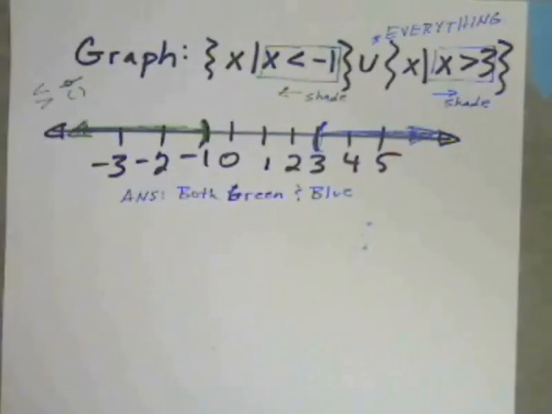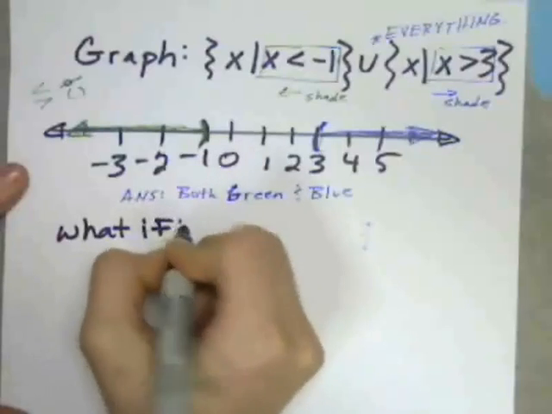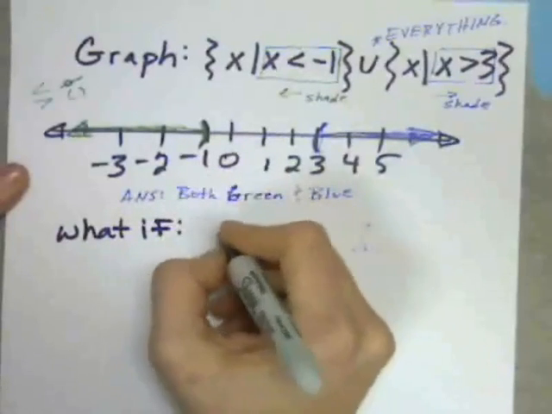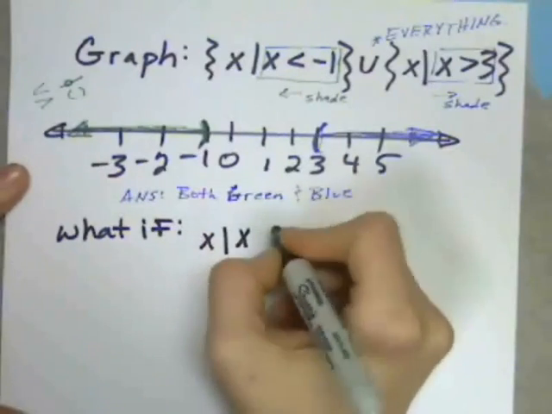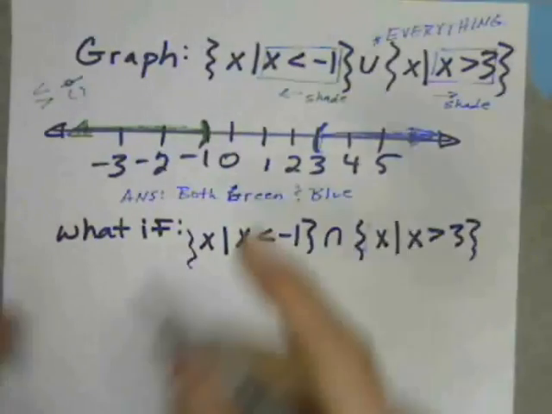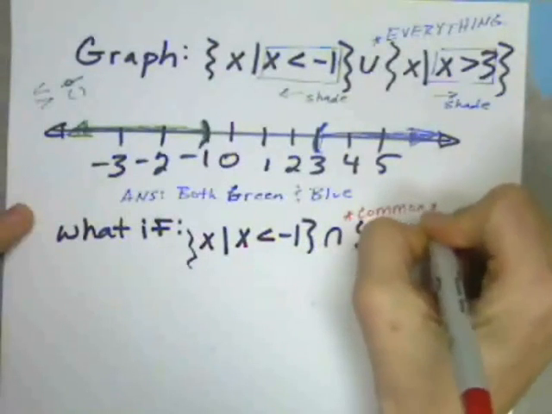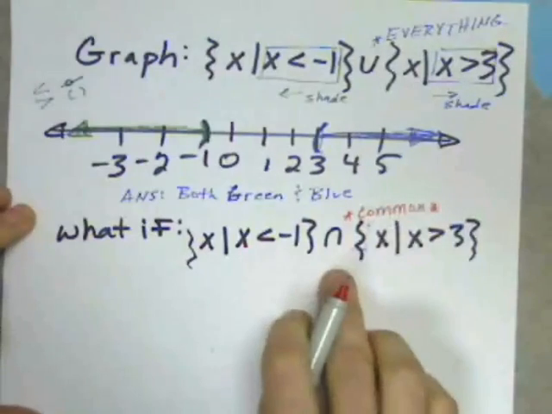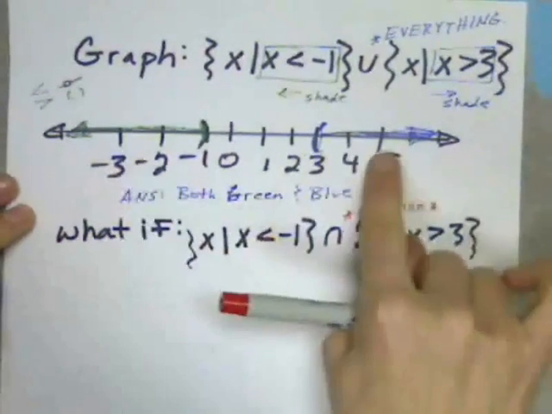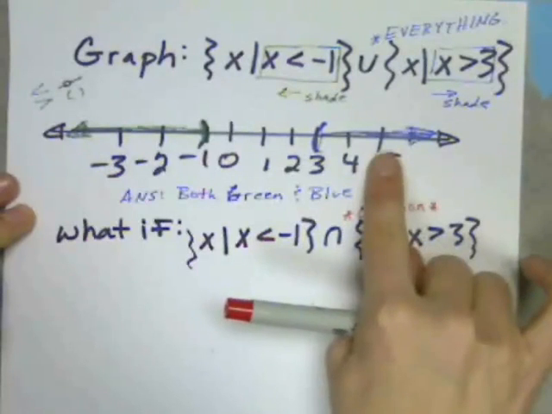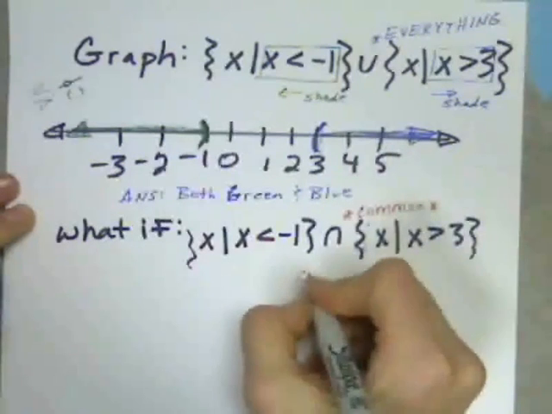What if I had changed it? What if it had been the intersection? That would have meant only the stuff in common, right? How would that have changed the answer? Well, as far as graphing them initially, you would have gotten the same thing. But since you're not keeping both the regions, you're only looking for where they overlap.